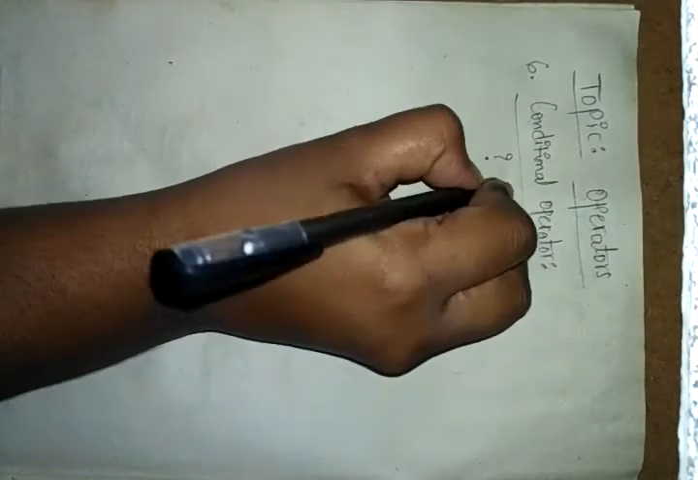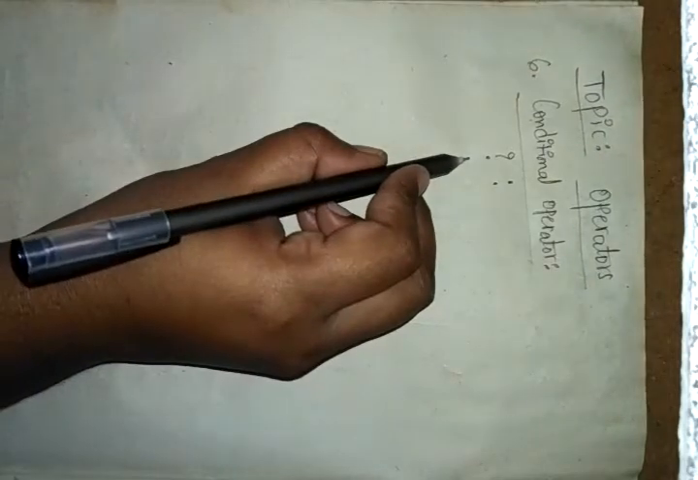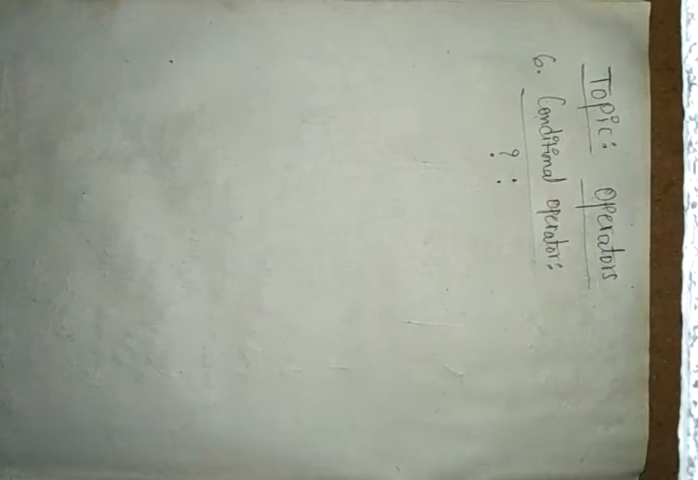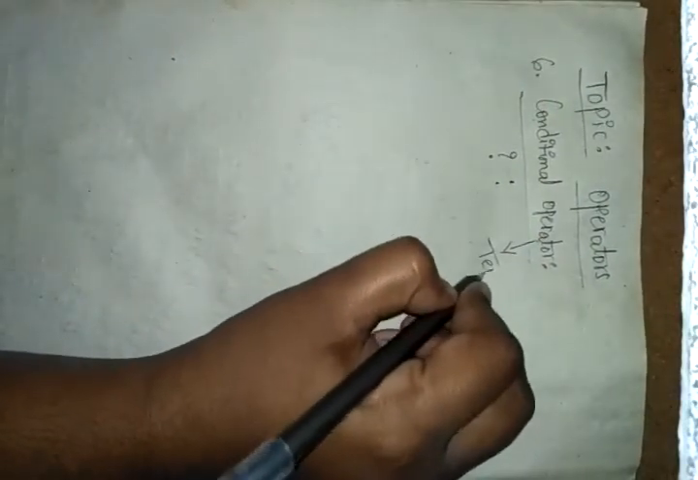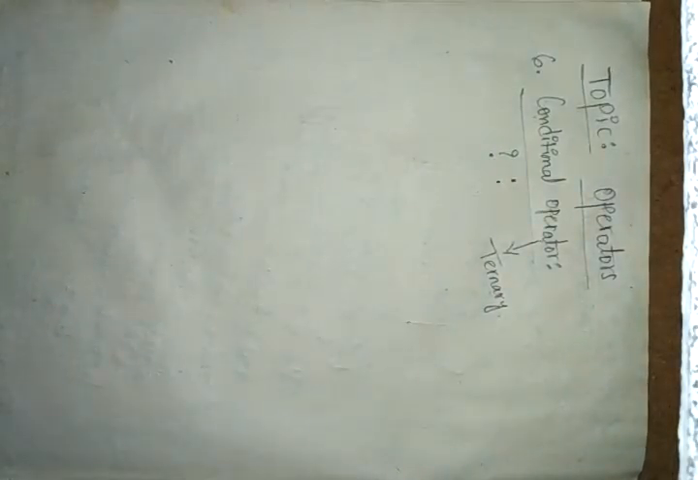So here, what is a condition? How are we working with this conditional operator? The conditional operator is written with a question mark and a colon. We can call this conditional operator also the ternary operator.